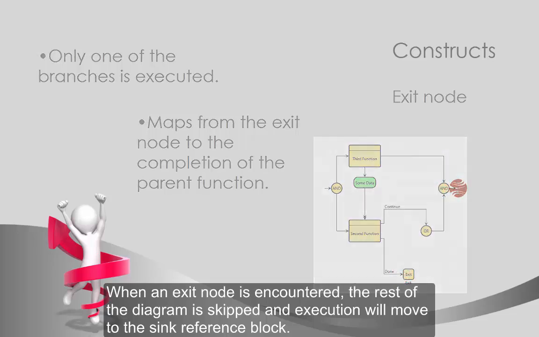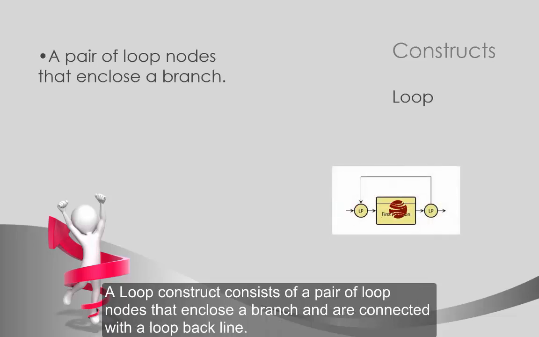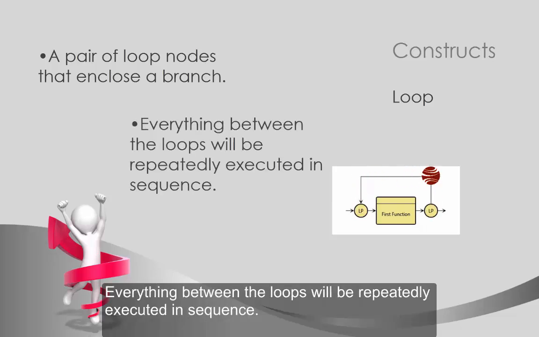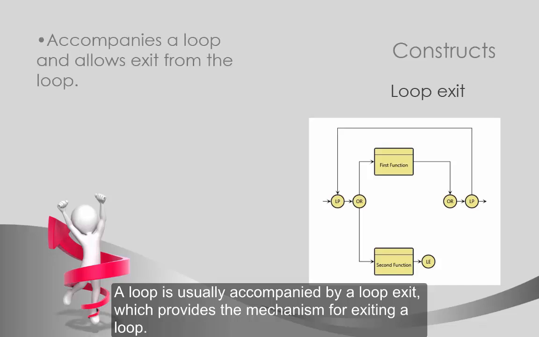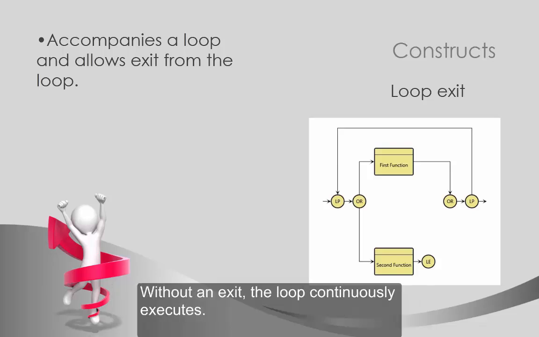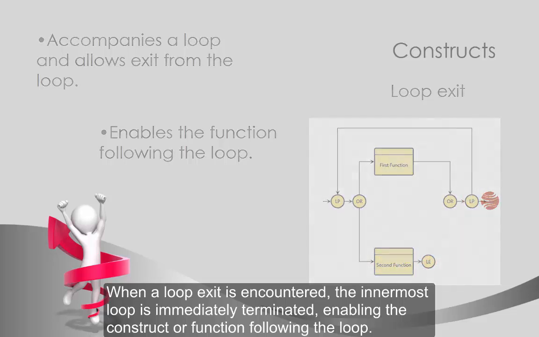reference block. A loop construct consists of a pair of loop nodes that enclose a branch and are connected with a loopback line. Everything between the loops will be repeatedly executed in sequence. A loop is usually accompanied by a loop exit, which provides the mechanism for exiting a loop. Without an exit, the loop continuously executes. When a loop exit is encountered, the innermost loop is immediately terminated, enabling the construct or function following the loop.